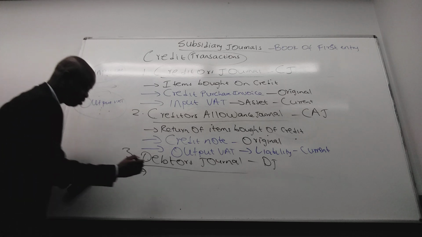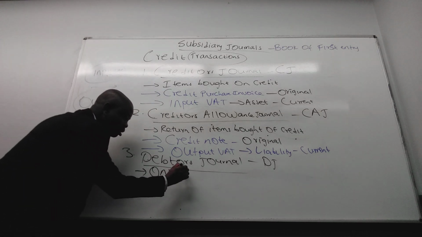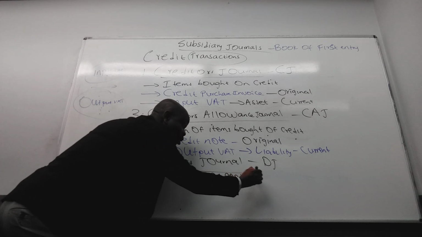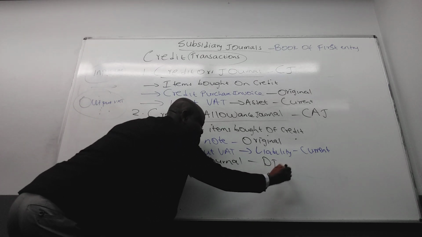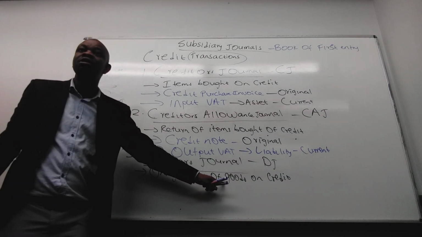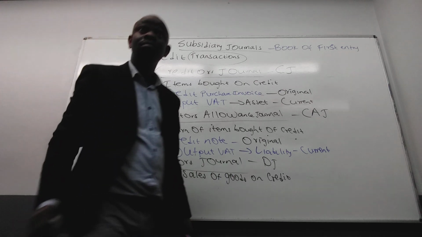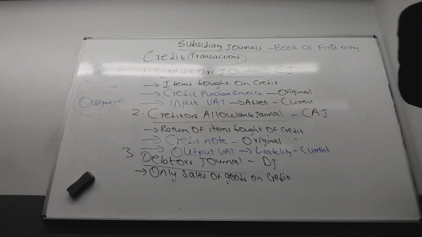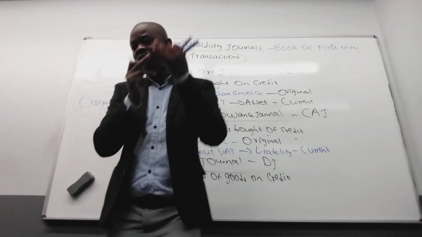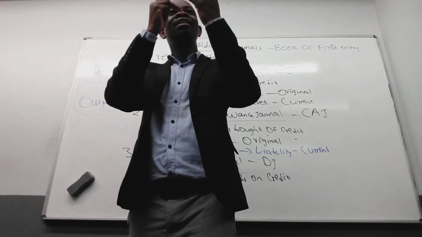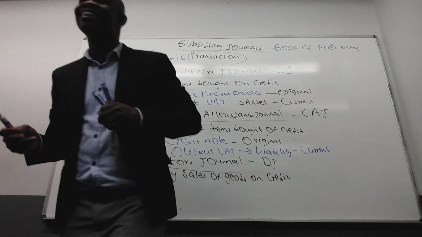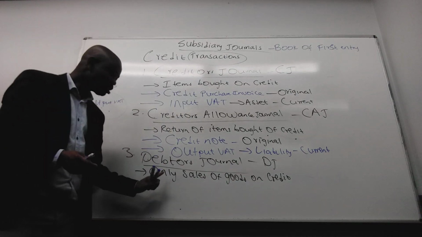Be careful here. Only sales of goods on credit. Only sales of what? I mean, if you sell your bicycle, you cannot come here. What is the other term for goods? Trading stock, inventory, merchandise, and goods. Okay, so only when you sell them, you must come here.